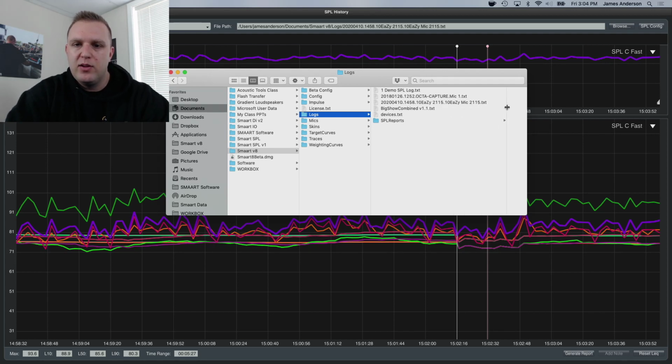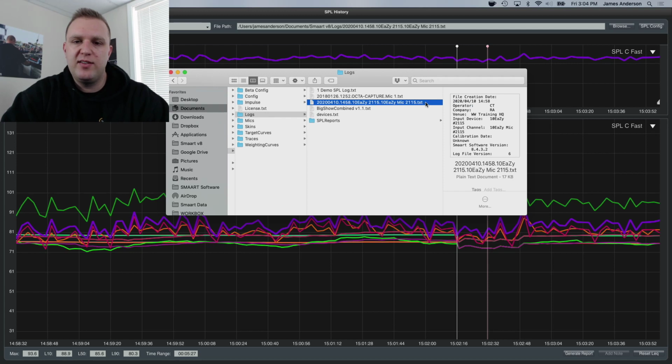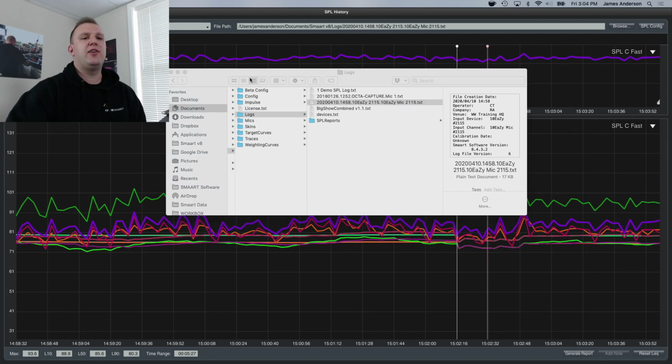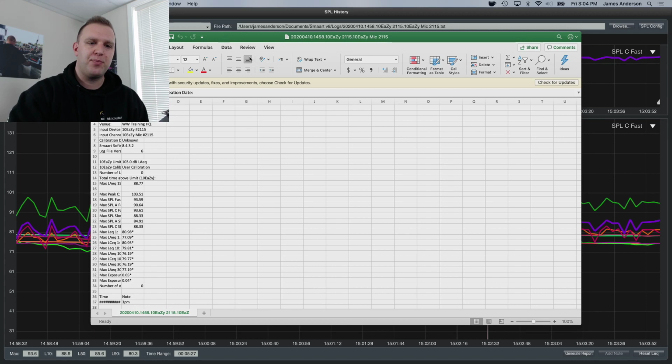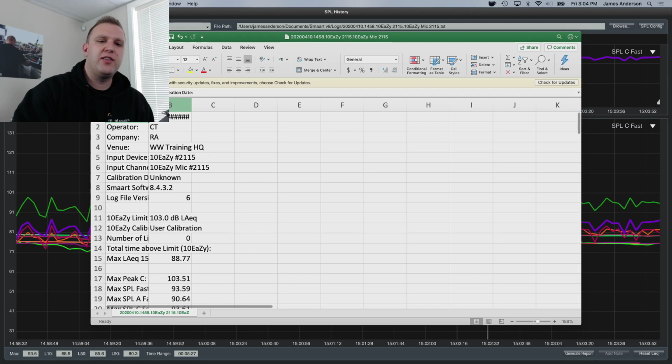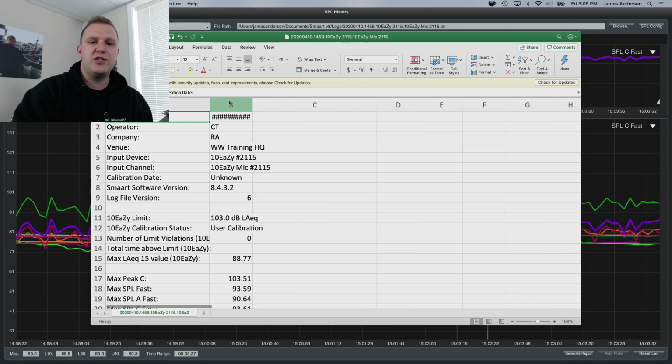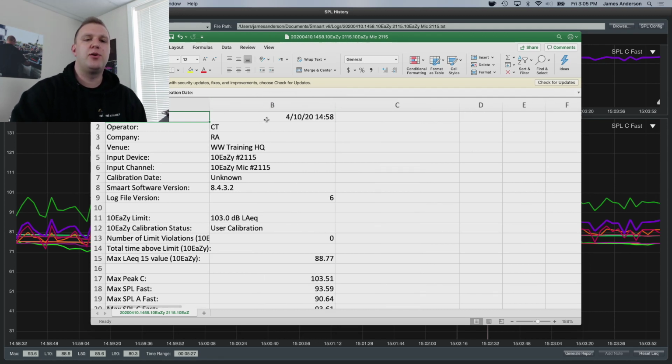All right. So there's the log file we just created with the 10EZ mic, and you can see the time-stamped information of today. This is a text file that, if you open it up in Excel, which makes things nice and easy, the data in that text file is automatically put into rows and columns for looking at. So the file that we create has the creation date, and then all the pertinent information that you put.